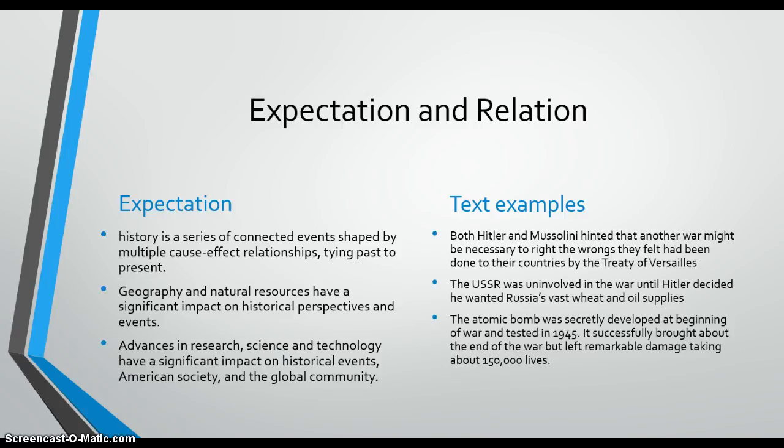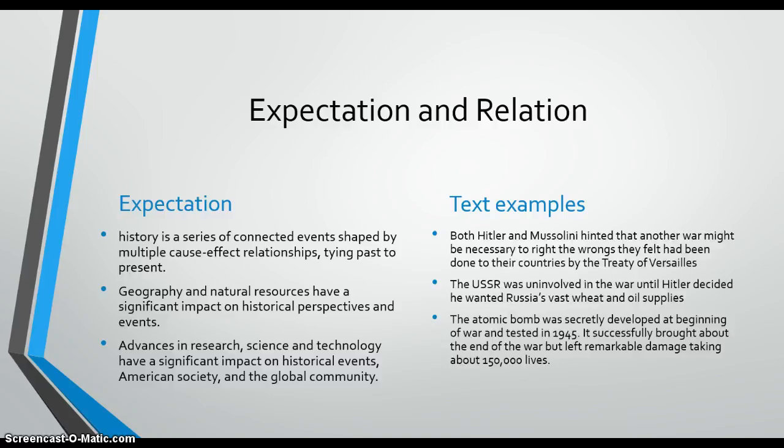And right there in the text we see that both Hitler and Mussolini hinted that another war might be necessary to right the wrongs they felt had been done to their countries by the Treaty of Versailles. And so there we see the tie between past and present and the cause and effect of why they brought about this war.